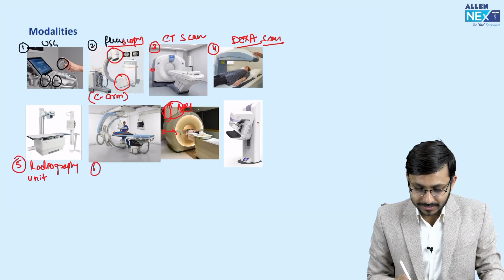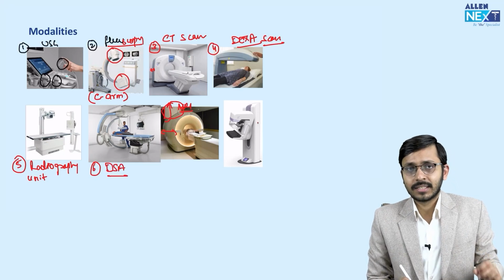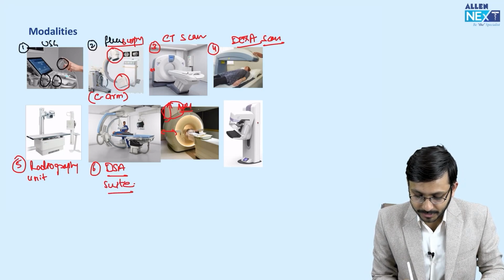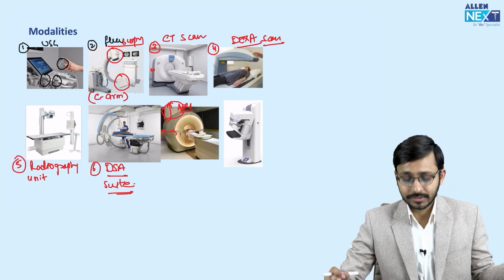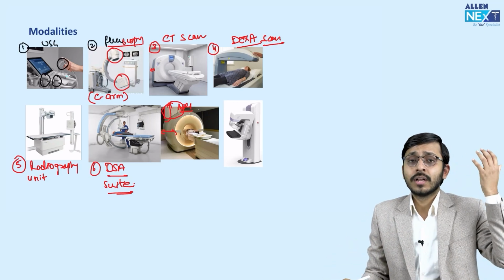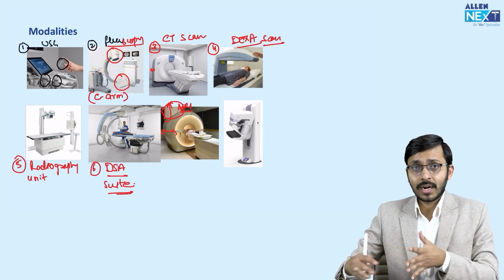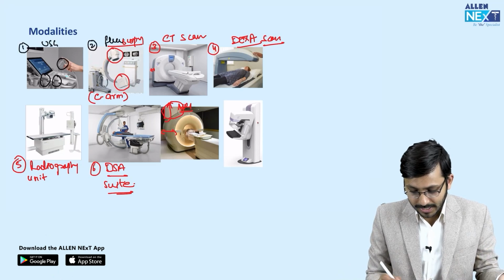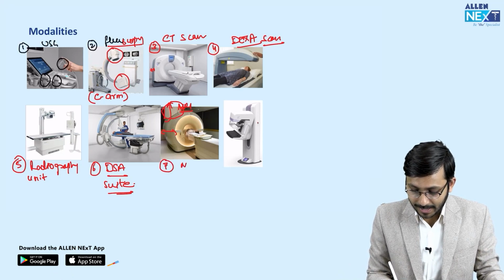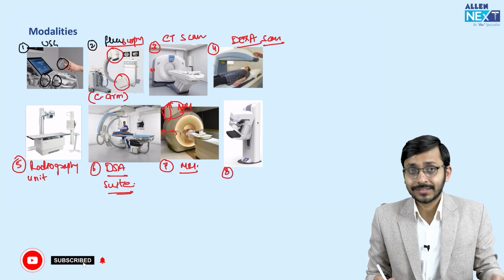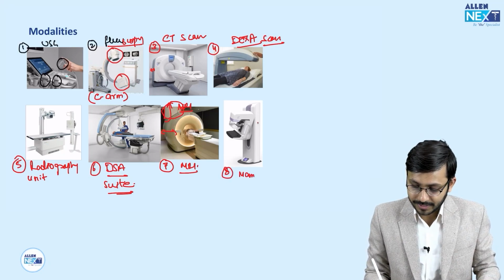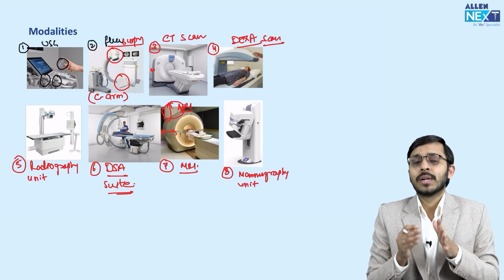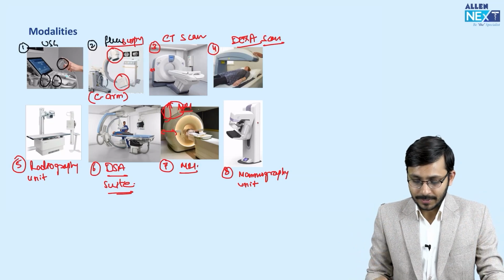Now, which is this image? This is a DSA, digital subtraction angiography image, and this is a DSA suite, where we do a lot of interventional procedures. For example, embolization. For stroke, we do thrombectomies. For peripheral artery disease, we do angioplasties. All these are done in digital angiography suites. Image 7, I already discussed. This is an MRI. And image 8, now what is this image? This is a mammography unit. So these are the basic modalities used in radiology.